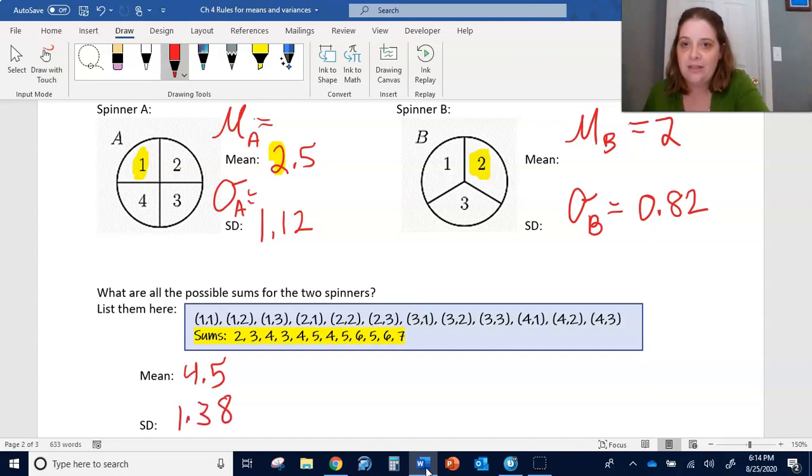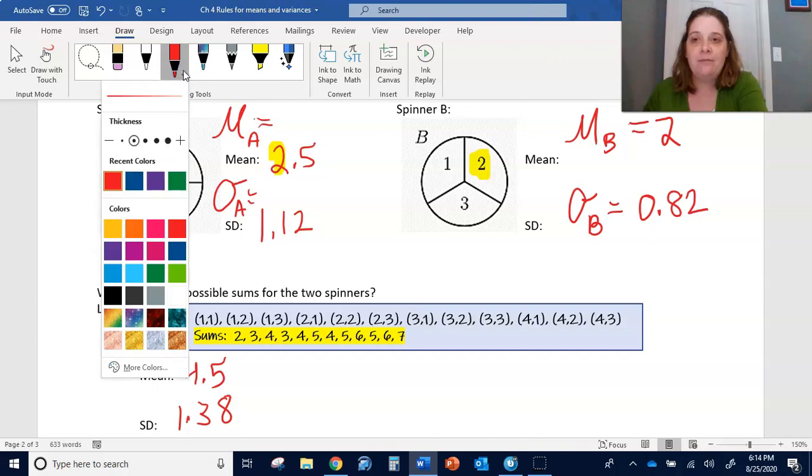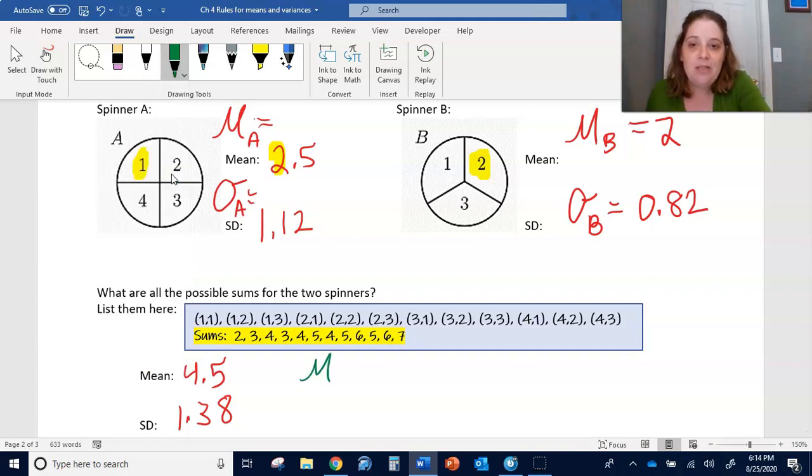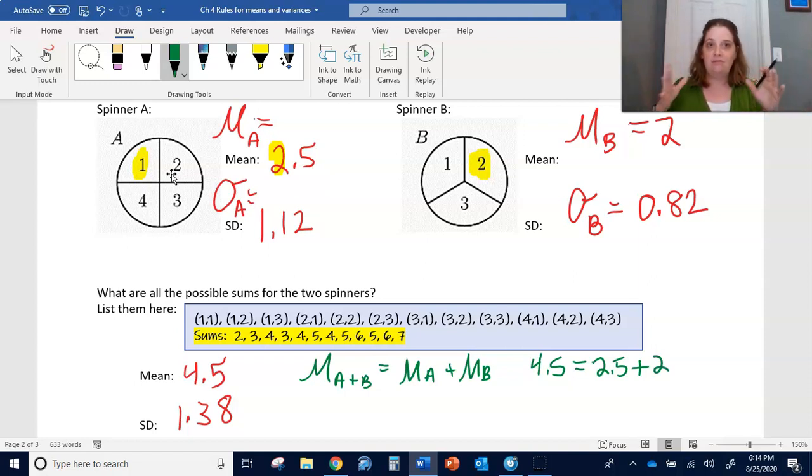Now I want to go back and look at this. I noticed that my mean of A was 2.5 and my mean of B is 2. So what I really feel like I'm seeing here, just like before, is that the means appear to be behaving. When I did A plus B, every A plus every B, the mean of A plus B looks like it's the same as the mean of A plus the mean of B. Or in other words, 4.5 looks like it's the same as 2.5 plus 2.